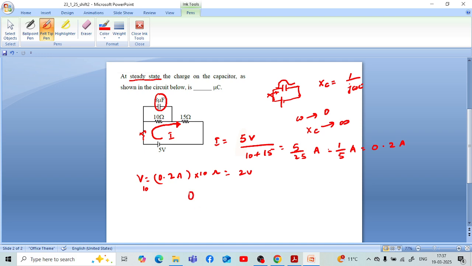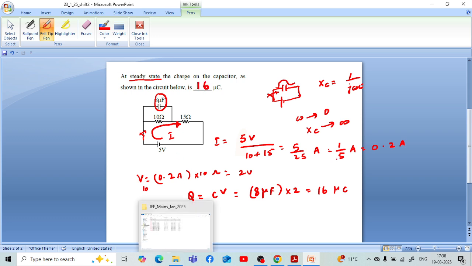And now the charge across the capacitor is given by the formula Q equals CV. And C is given as 8 microfarads. And V we have calculated as 2 volts. So this becomes 16 microcoulombs. So we can say that our answer is 16 microcoulombs. So this is the answer.